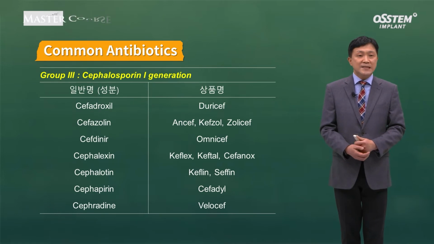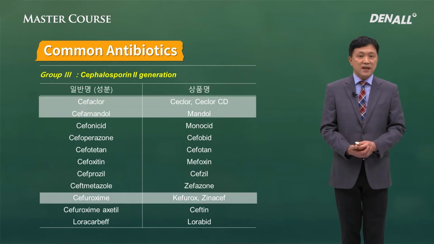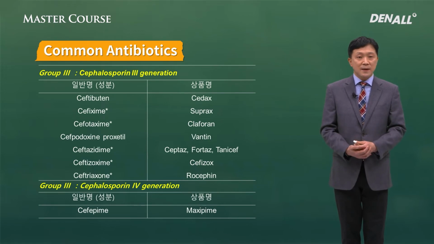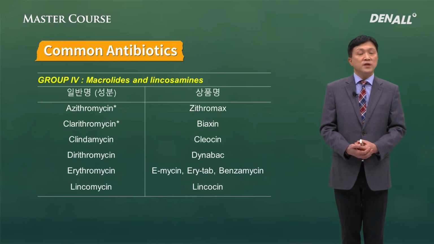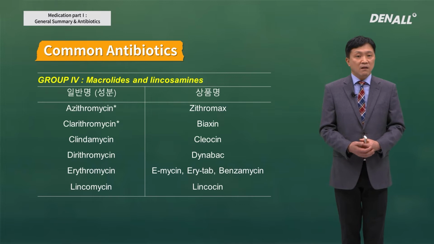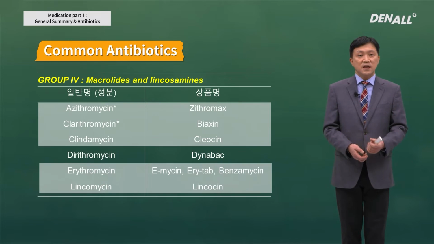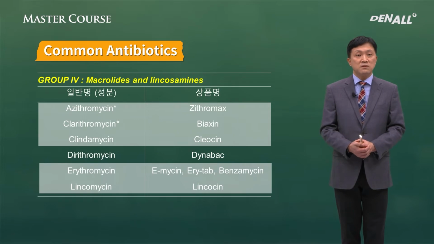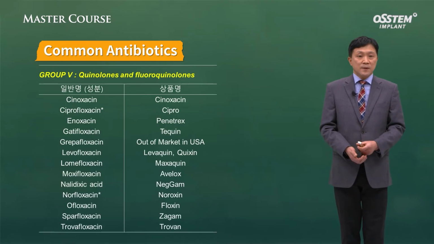Group 3 is cephalosporin generation 1. Group 3, cephalosporin generation 2. We use these drugs quite a lot. And cephalosporin generation 3 and generation 4. Group 4, macrolides and lincosamides. These are used more than we think. Erythromycin, clarithromycin, and clindamycin are used quite a lot. The representative erythromycin would be Zithromax. Cleocin is representative clindamycin. Erythromycin and lincomycin are used often too.